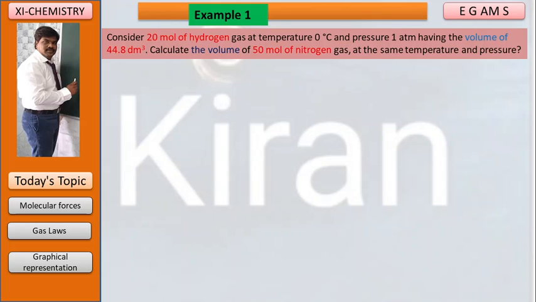Consider 20 moles of hydrogen gas at temperature 0 degree centigrade and pressure 1 atm having the volume of 44.8 dm cube. Calculate the volume of 50 moles of nitrogen gas at the same temperature and pressure. Whenever you are doing a sum, first you have to underline the numericals. That is the reason I am using different colors. So the numerical numbers you have to underline. Then only you will get an idea.